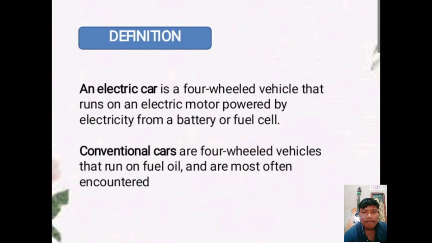The next is about the definition. An electric car is a four-wheeled vehicle that runs on an electric motor powered by electricity from a battery or fuel cell. Next, conventional cars are four-wheeled vehicles that run on fuel oil and are most often encountered.